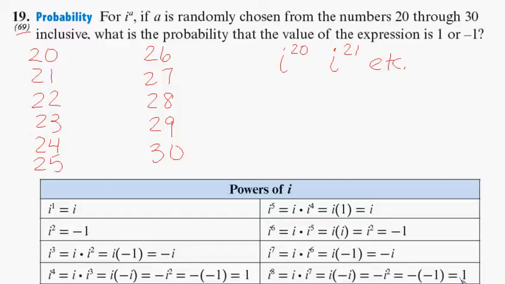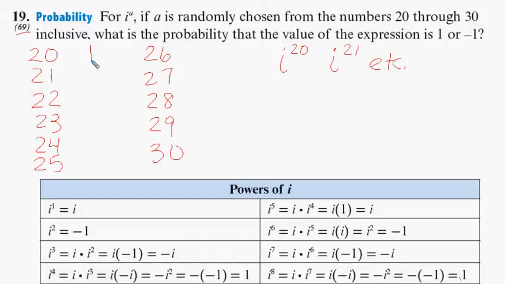So think about 20. 20 is divisible by 4. So if i would be raised to the 20th power, then you would end up with a 1, okay? It would just equal 1, okay? See this? Because it's i to the 4th. 20 divided by 4 is going to be the same as 1. Okay, so this value is going to be 1.